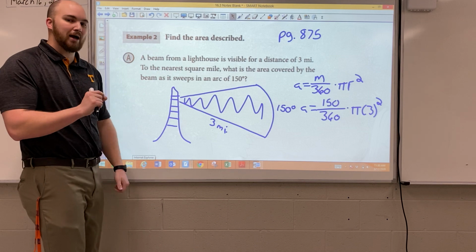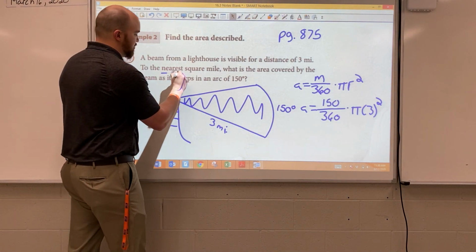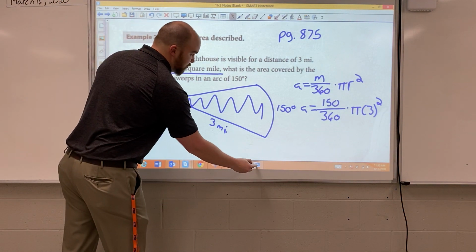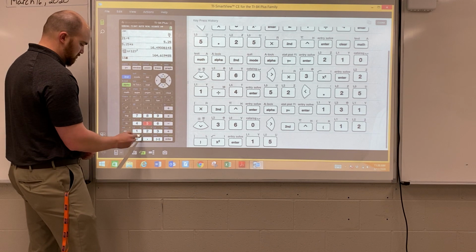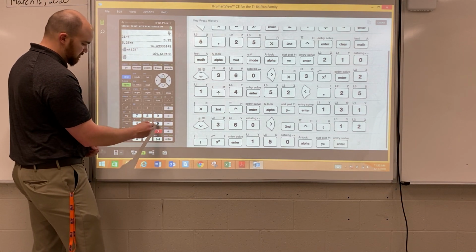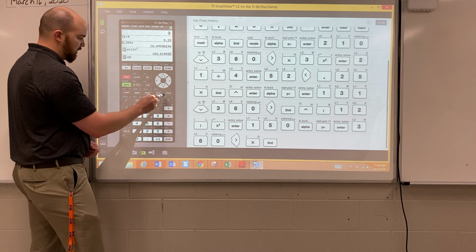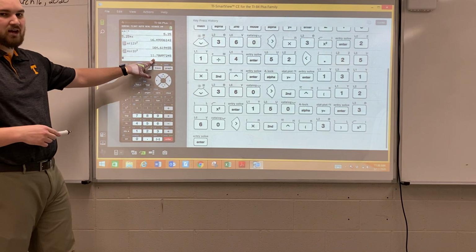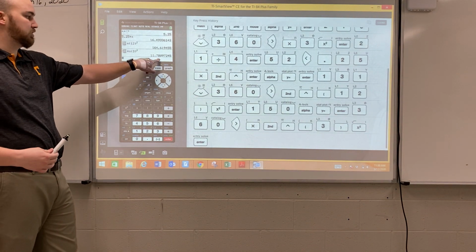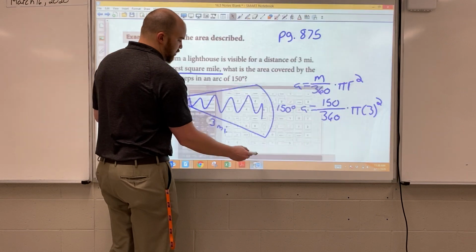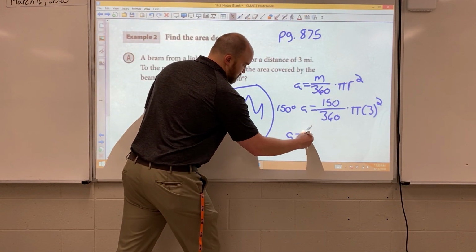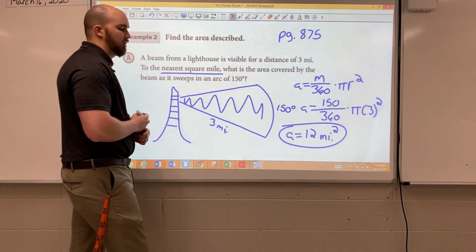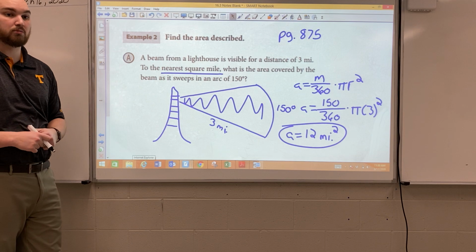Biggest thing here, make sure you know how it wants your answer. This time it says to the nearest square mile. It wants it as a whole number answer. Okay, so here we're going to do 150 over 360 times pi times 3 squared. We get 11.78. It wants it as a whole number, 0.7 rounds that up to 12. So it would be 12 miles squared. Okay, so 12 miles squared approximately, that would be our nearest square mile.